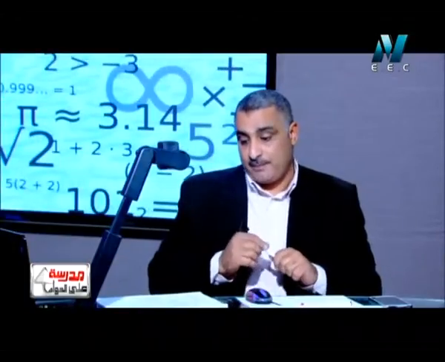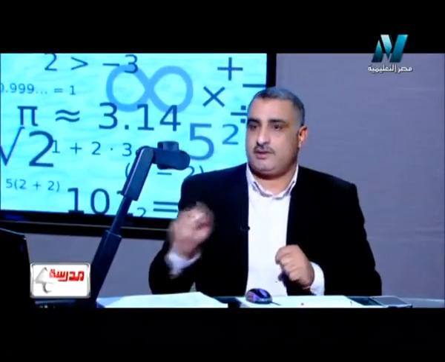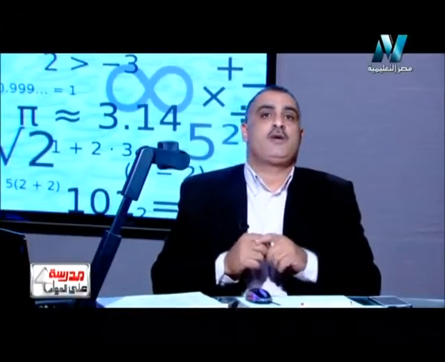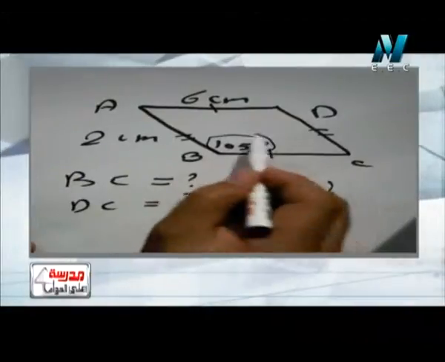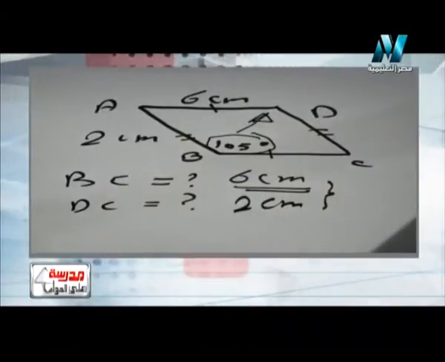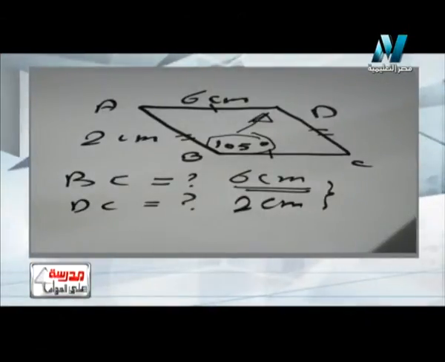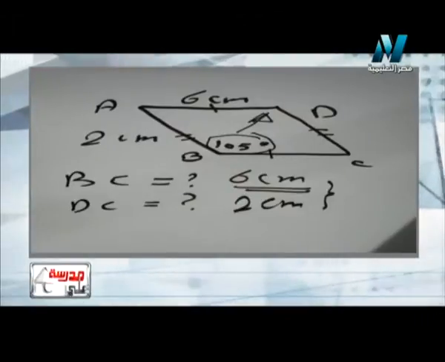And then the measure of angle D equals how many degrees? The second property of a parallelogram: what is the relation between the opposite angles? Very good, the opposite angles are equal in measure. So the measure of angle D, which is opposite to angle B, is the same measure as B, 105 degrees. What about A? How can we find the measure of angle A?